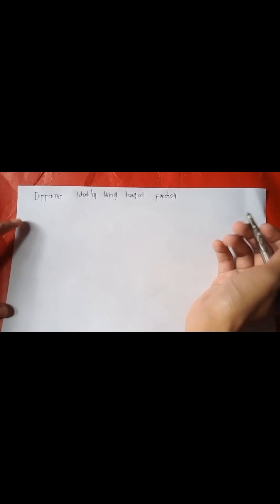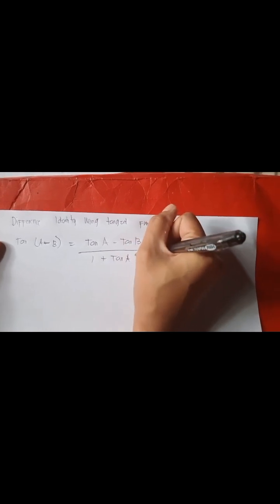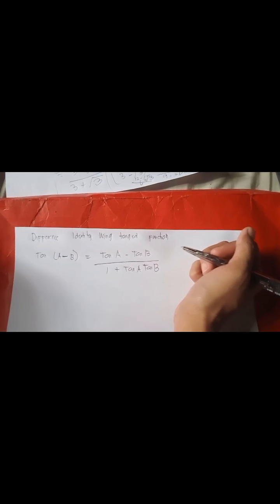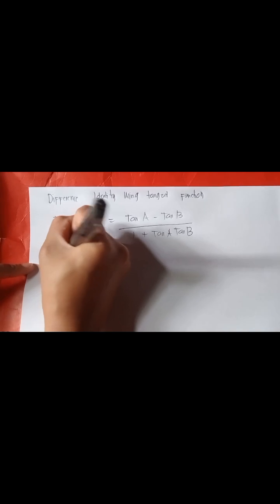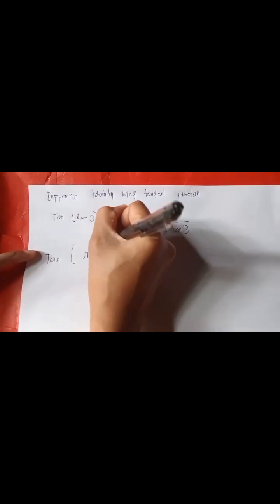Next is the difference identity using tangent function. So the formula here is tan A minus B equals tan A minus tan B over 1 plus tan A tan B. So, let us try the tan pi over 12.